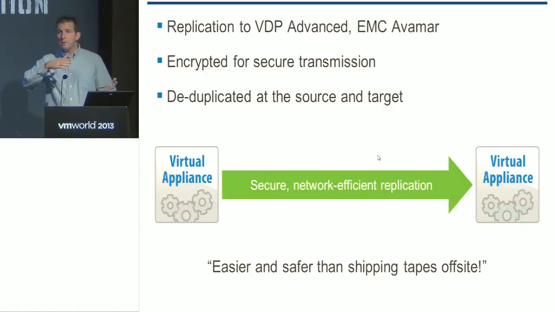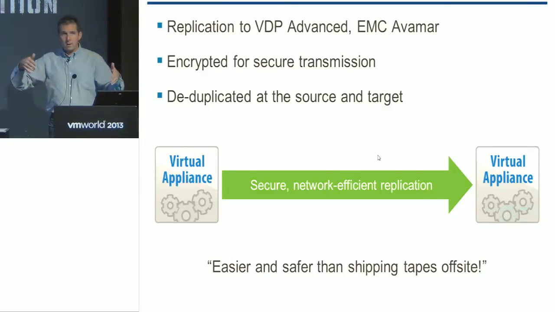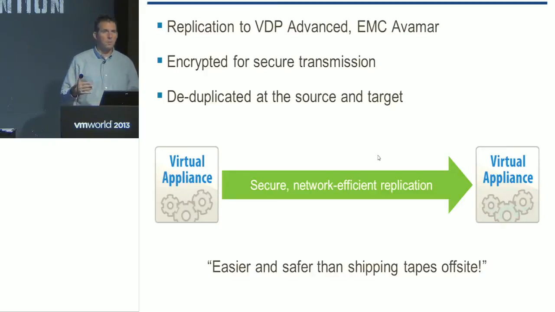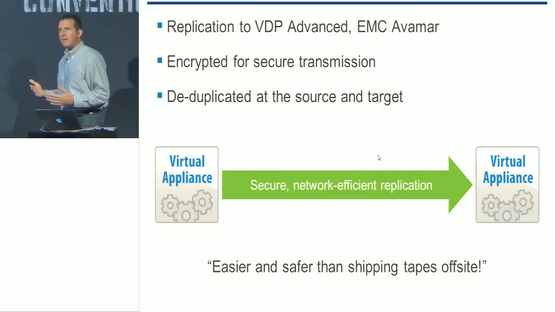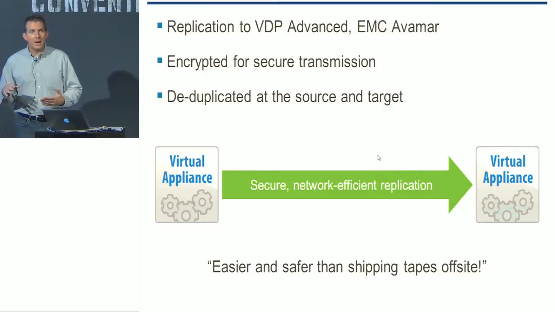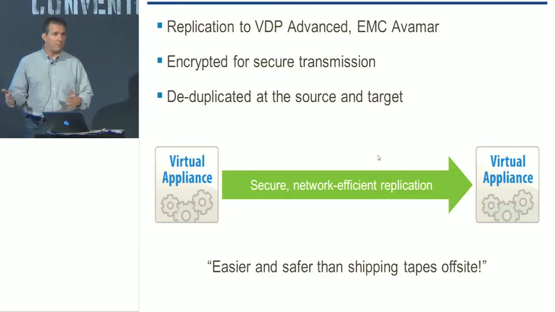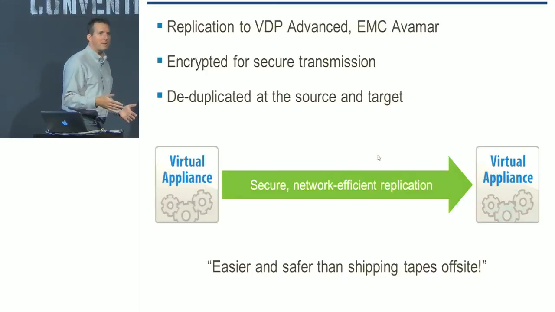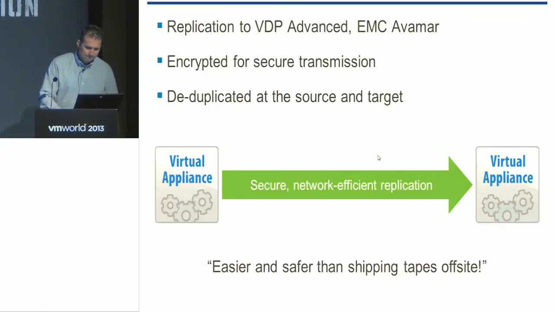So it's encrypted before it's sent across the wire, and it's deduplicated at both the source and the target. So we're only sending data that's different between both of those across the wire. In other words, there's no need to have WAN acceleration out there because the Avamar deduplication engine that's in VDP Advanced is so efficient. So no need to invest in additional technologies such as WAN acceleration or compression or encryption or anything like that. It's already built in, so it's very efficient there.